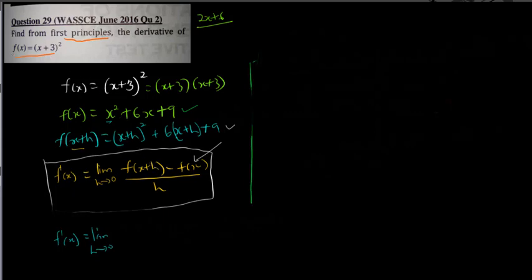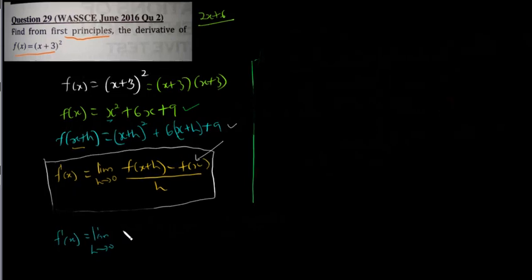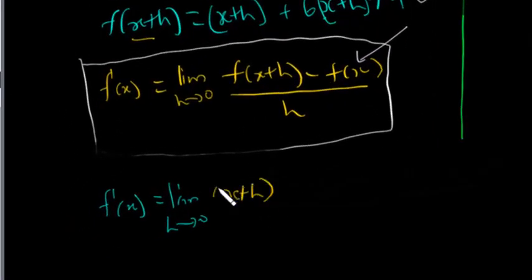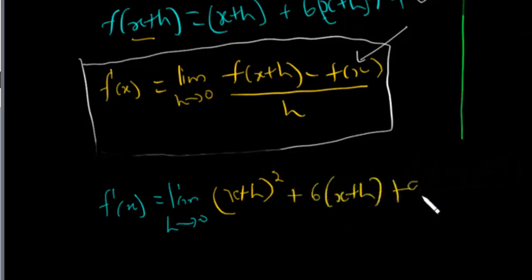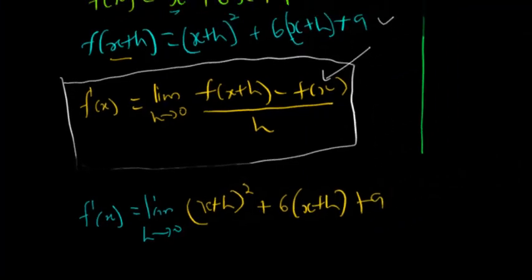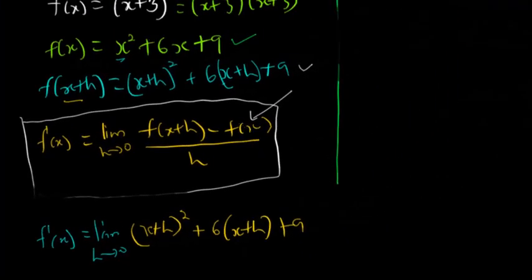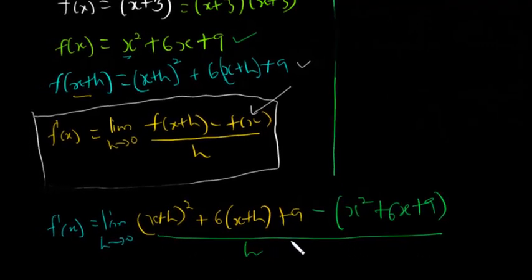f of x plus h is this function over here, so we write it down, and that is x plus h all squared plus 6 times x plus h. Then we have plus 9, okay, and we have minus the f of x, and the f of x here too is the function here. So we have minus the whole of the function f of x, that is the 3-term function, x squared plus 6x plus 9, and all divided by h.